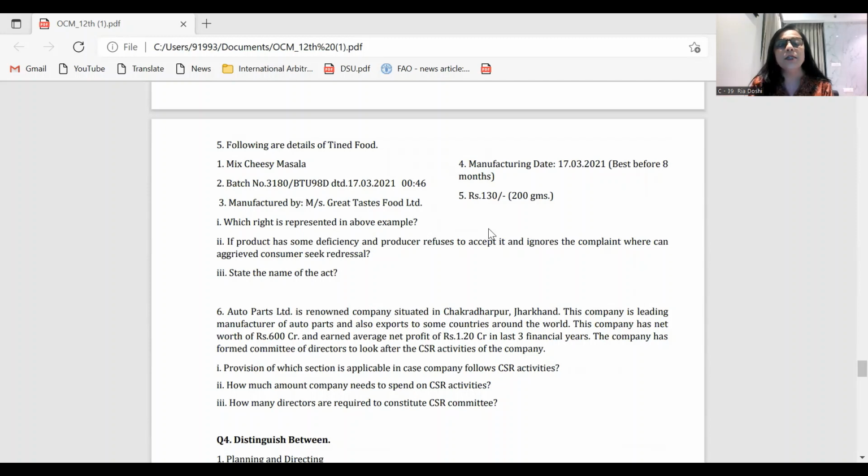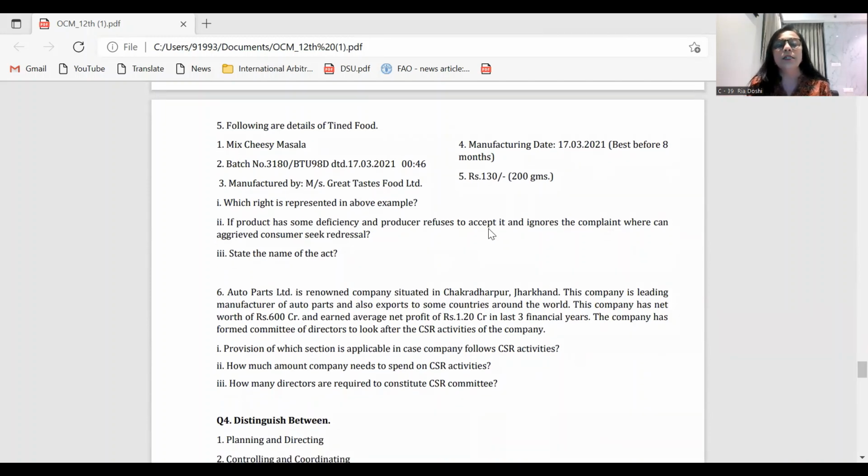We see here the fifth question. There is a tinned food, and there are these instructions on the tinned food. Now the questions begin. Which right is represented in the above example? So there is information about what is the product, which is the batch number, the manufacturer's name, the date of manufacturing, the price, the weight. In other words, this is the consumer protection chapter and one of the rights of consumers, and that is the right to information. All right. So which right is represented in the above example? Under the Consumer Protection Act, the right to information is represented in the above example.